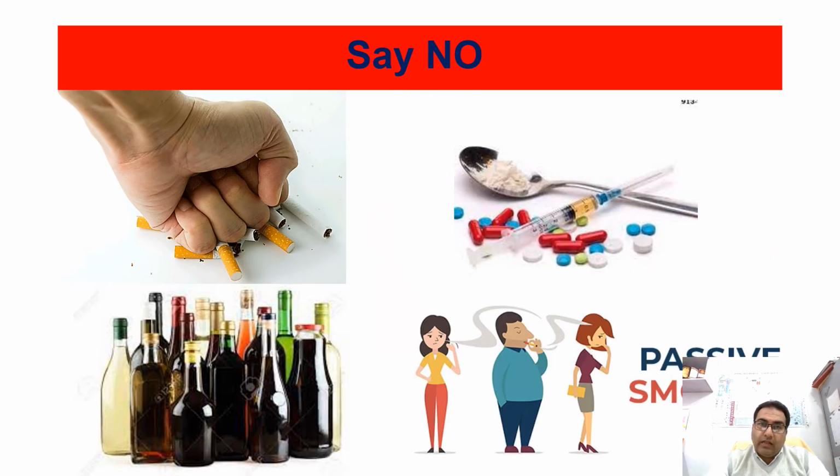On one hand we prefer certain nutritious food so as to keep our liver healthy. On the other hand, we should say no to alcohol, no to cigarette smoking, no to drugs, and even passive smoking. If somebody smokes in a room, we are also smokers in the passive form. It is not that we are not affected, we are equally affected.